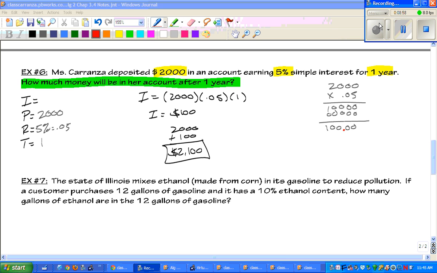All right. So you had to do 2,000 times 0.015. You get 100. You want to know how much is in it after 1 year, so then we just added the 2,000, which is what you started with, plus the interest, and you get how much money is in the account.